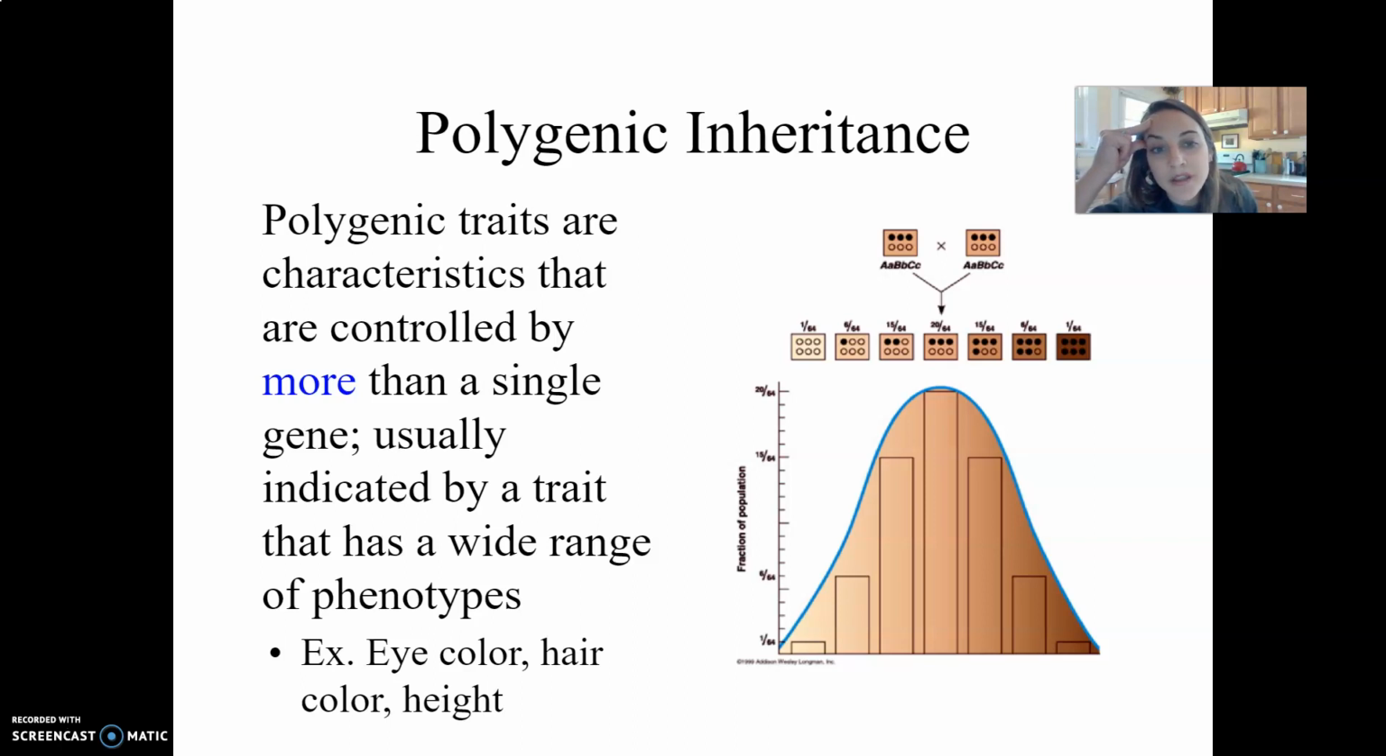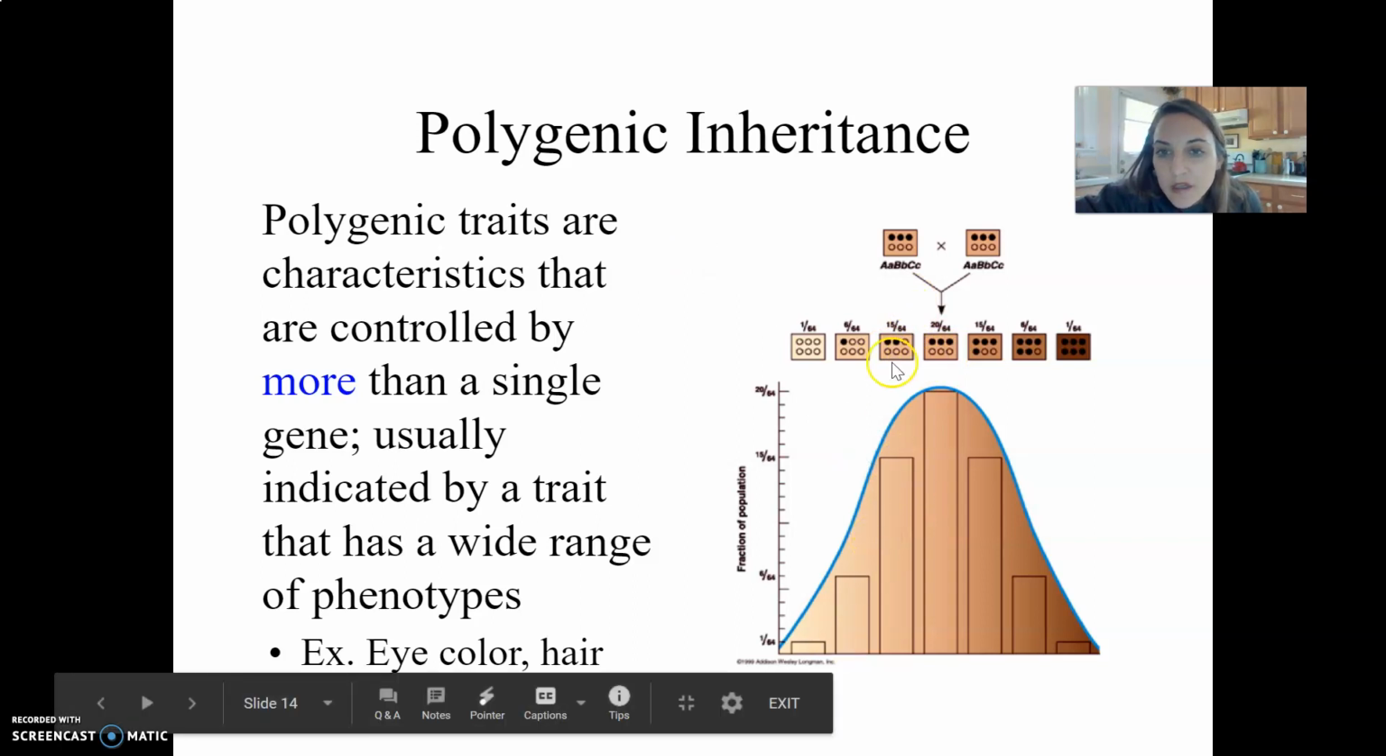Common examples of polygenic traits, though, are those that have a lot of different ranges of phenotypes. So some perfect examples are eye color, hair color, height, skin color. With all of these, there's a spectrum from low to high of shades or heights, and that's because there's not one gene that affects them. There's multiple genes.